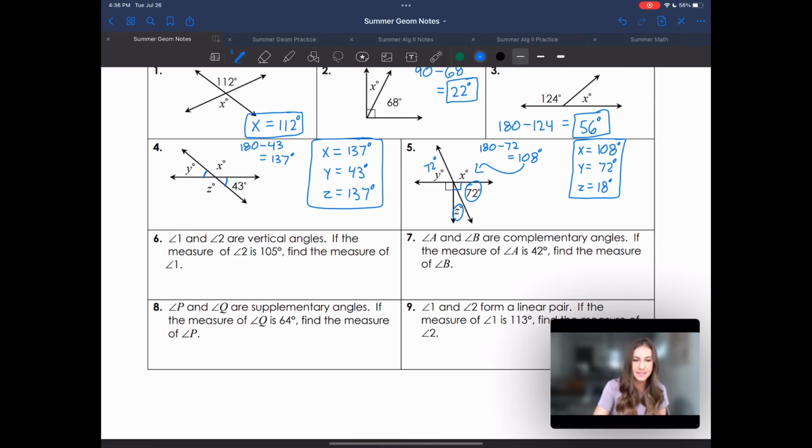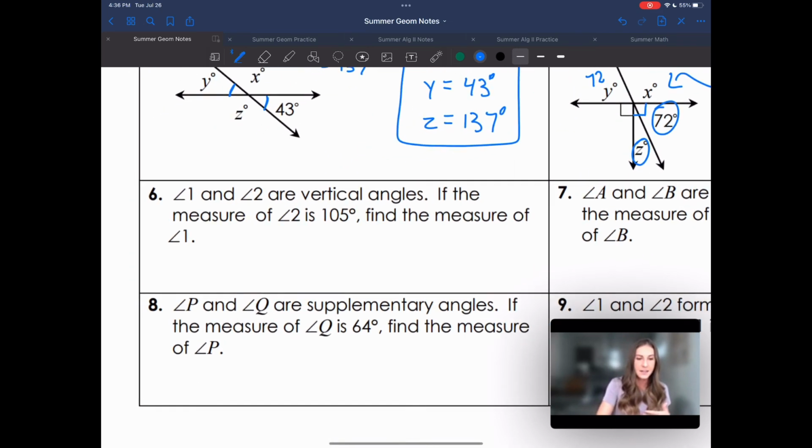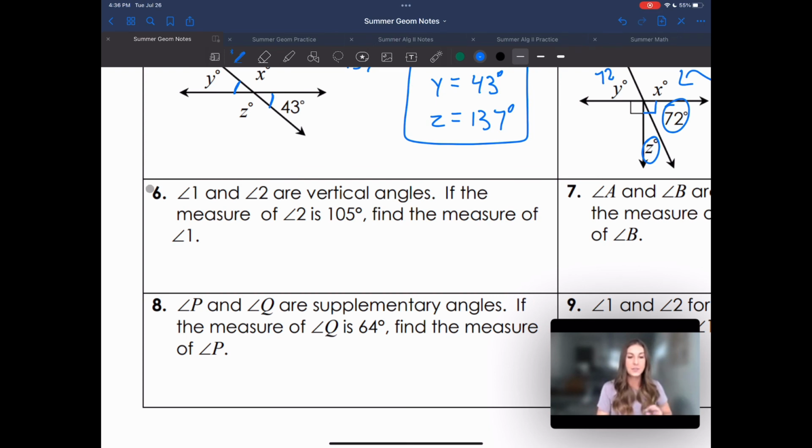Let's try these last ones here. Lots of example problems, but your practice sheet is actually pretty short, so most of your work is going to happen in the notes today. All right, number 6. So they're giving us a description. Let's read through it. It says angle 1 and 2 are vertical angles. If the measure of angle 2 is 105, find the measure of angle 1.